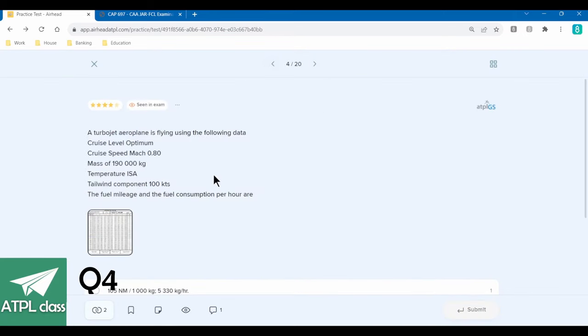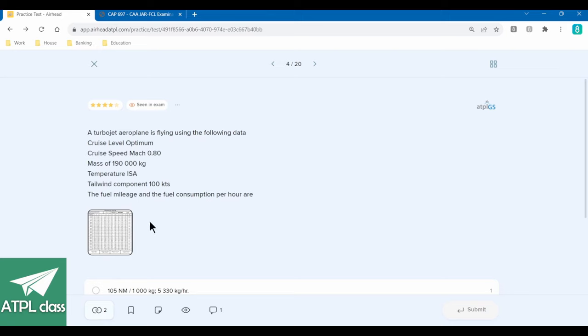Okay, the fourth question then. A turbojet airplane is flying using the following data. Turbojet, jet aircraft, class A. Good stuff. So, cruise level is optimum. The cruise speed is Mach 0.8. Mass is 190,000 kg. It's ISA. Tailwind of 100 knots, lucky pilot's going to get somewhere quite fast. And then the fuel mileage and the fuel consumption per hour are.